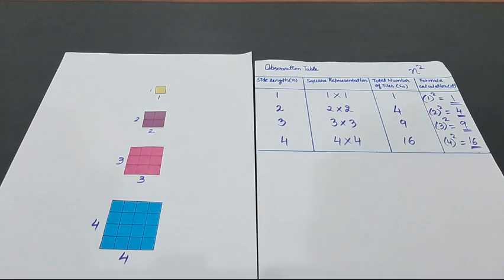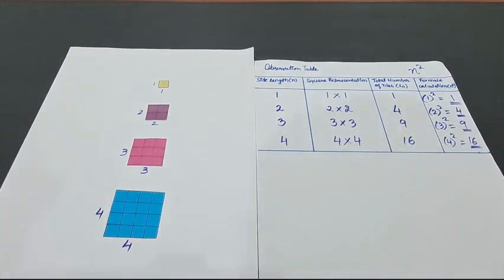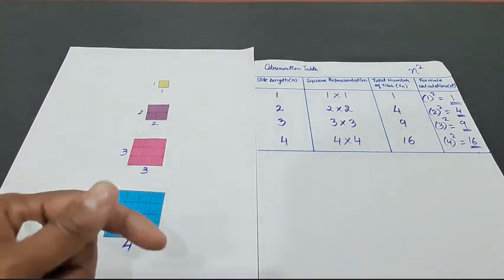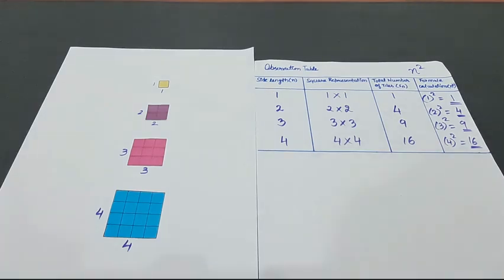Now I have done this activity only up to the 4 by 4 square. You can actually extend the activity to more such numbers. You can use a 5 by 5 square and make more cutouts like this. And that completes our activity on square numbers.